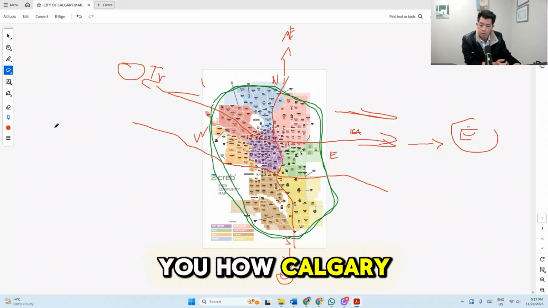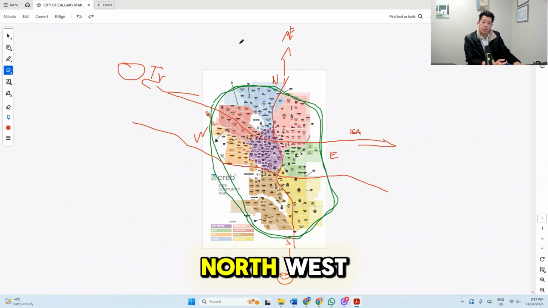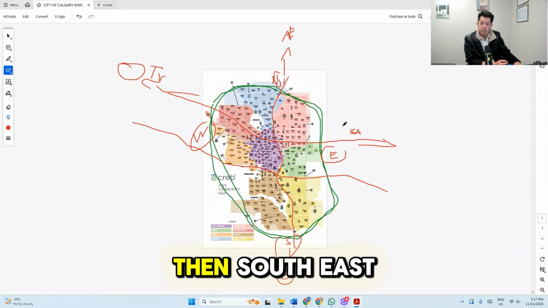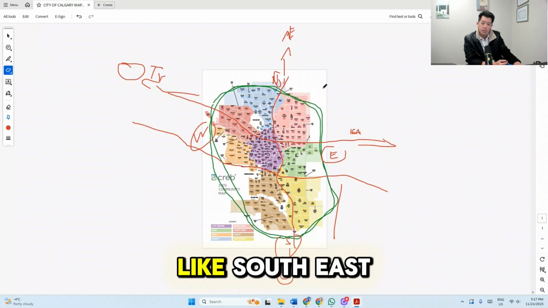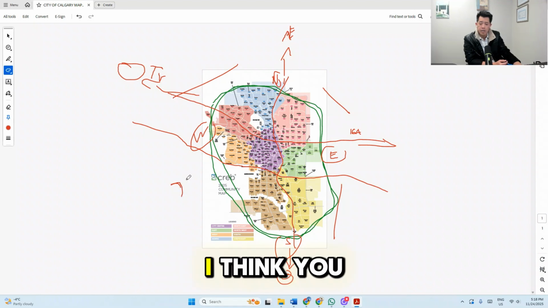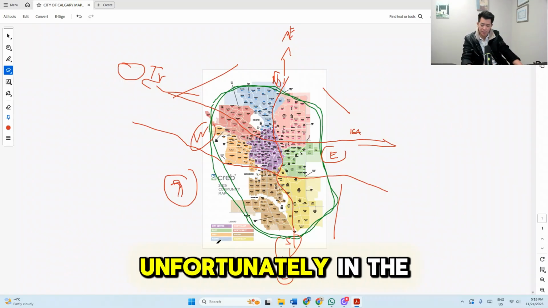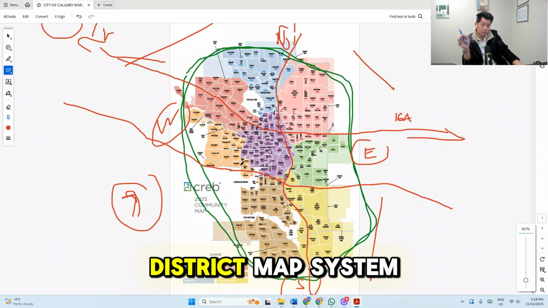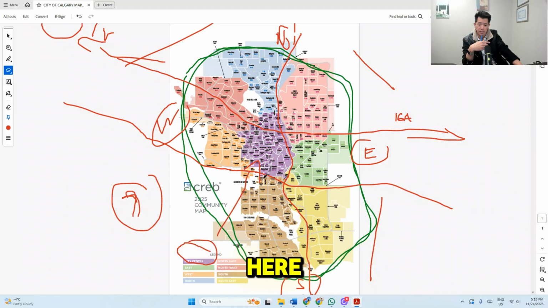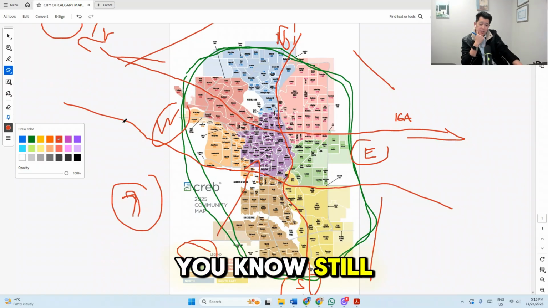Now I will show you how Calgary is divided. Calgary has 8 districts, right? North, west, south, east, and then southeast, northwest, and lastly you might think about southwest here, right? But unfortunately there is no southwest district in the district map system. Instead, it is called city center, which is here. But Calgary addresses still use southwest.